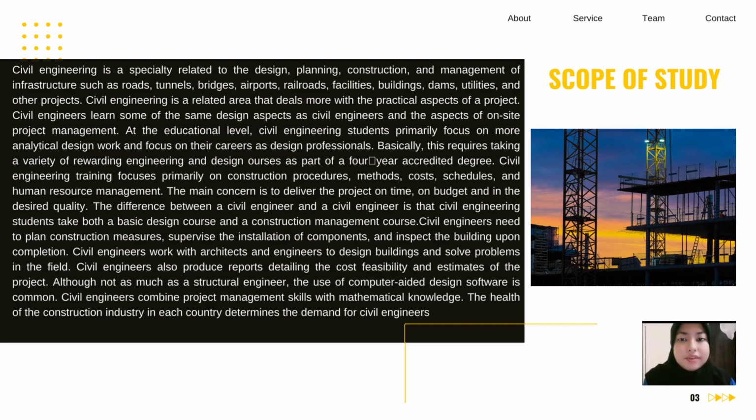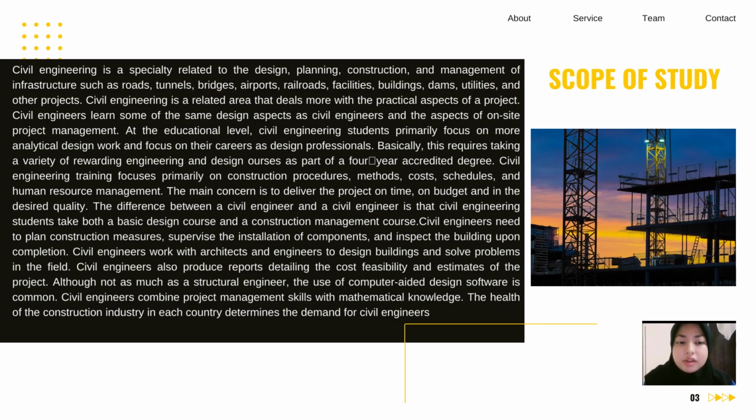Scope of study. Civil engineering is a specialty related to the design, planning, construction and management of infrastructure such as roads, tunnels, bridges, airports, railroads, facilities, buildings, dams, utilities and other projects. Civil engineering is a related area that deals more with the practical aspect of a project. Civil engineers learn some of the same design aspects as structural engineers and the aspect of on-site project management.